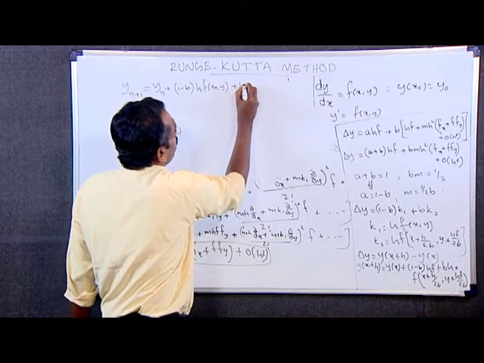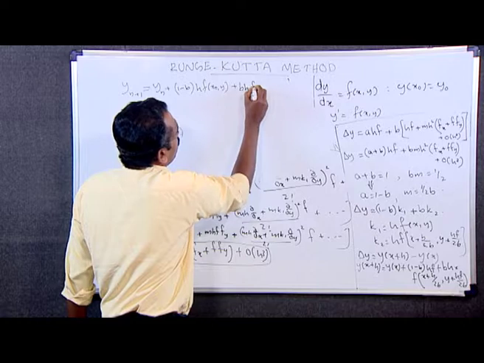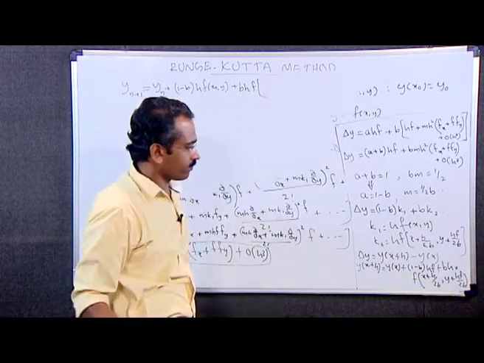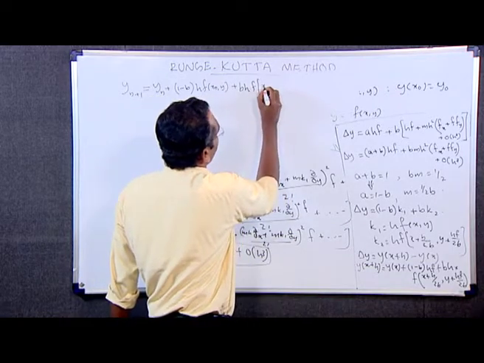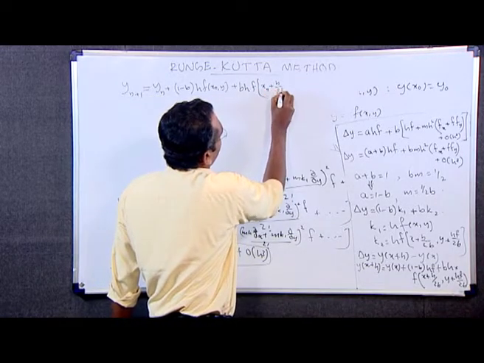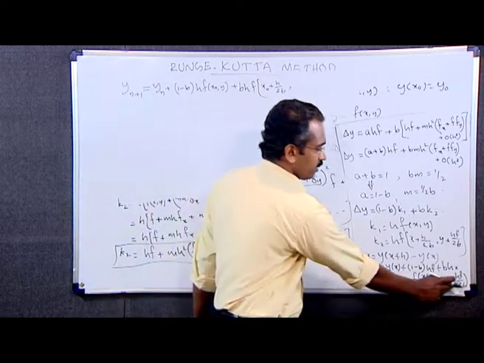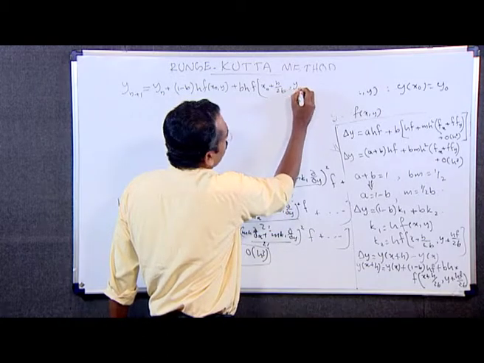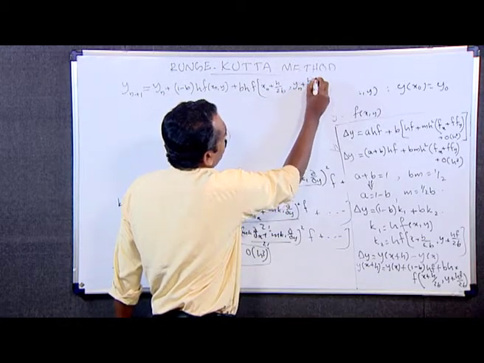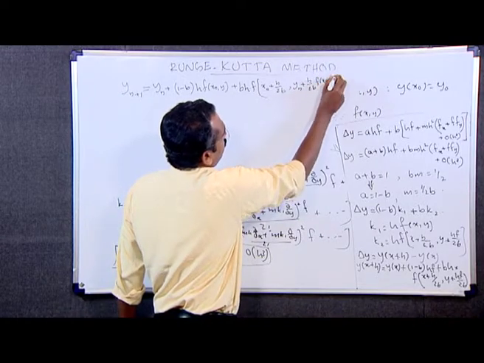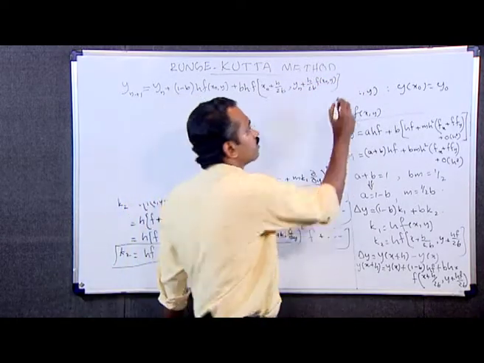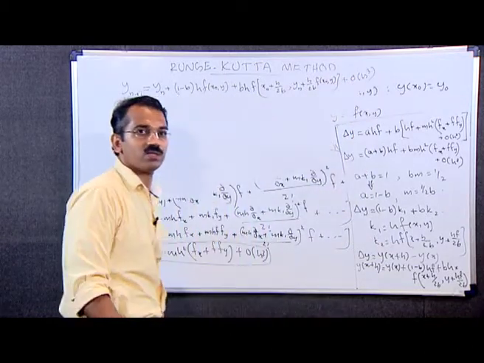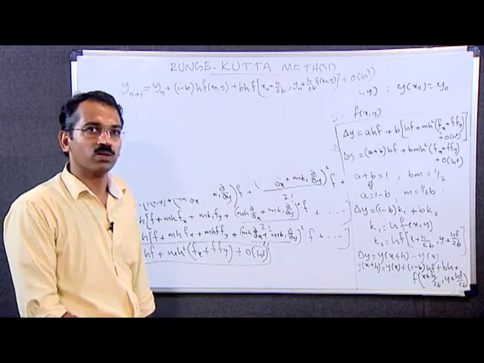f of x n plus h by 2b, comma y n plus h by 2b into f of x and y, plus O of h cube. This is the general expression for y n plus 1.